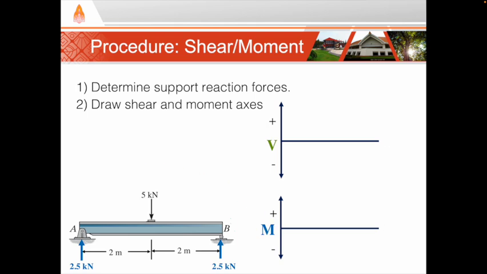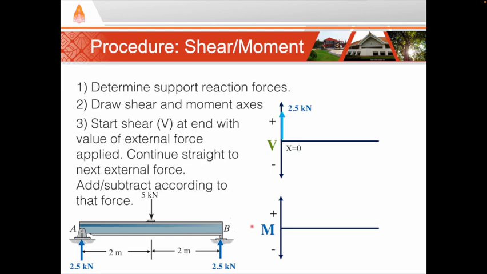Third, start the shear diagram. Starting at the end of the x-axis with the value of the external force at that point. The external force on the left is upward, so a positive 2.5 kilonewtons is where we will start. Then continue the shear diagram with a straight line until the next external force, which occurs at x equals 2 meters.